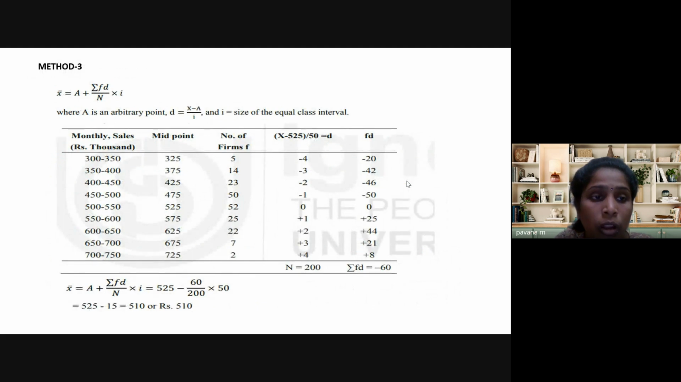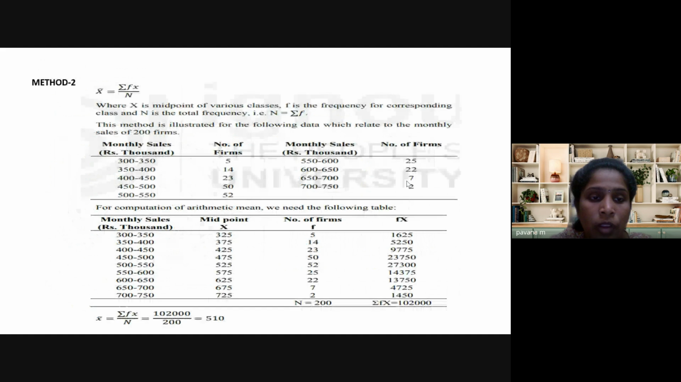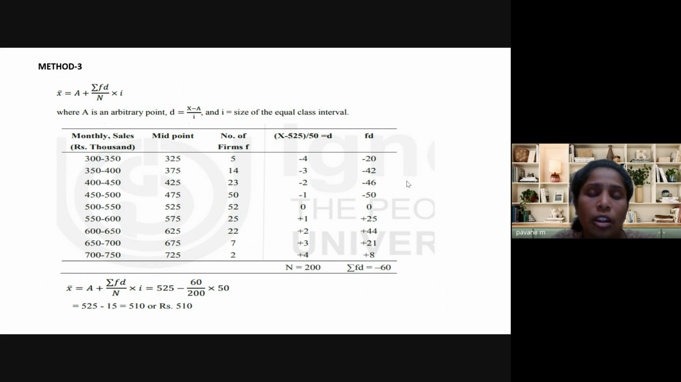Suppose they ask you to calculate the arithmetic mean through the arbitrary point, then you have to use this particular formula. Suppose they ask you to calculate the arithmetic mean, then you can use the formula sigma fx by n, because both data are the same. The problem is the same, but we are applying different techniques to the same data. One is sigma fx by n, and another one is a plus sigma fd by n into I, but the data is the same. If they ask for the arithmetic mean through the arbitrary point, you have to use this method.